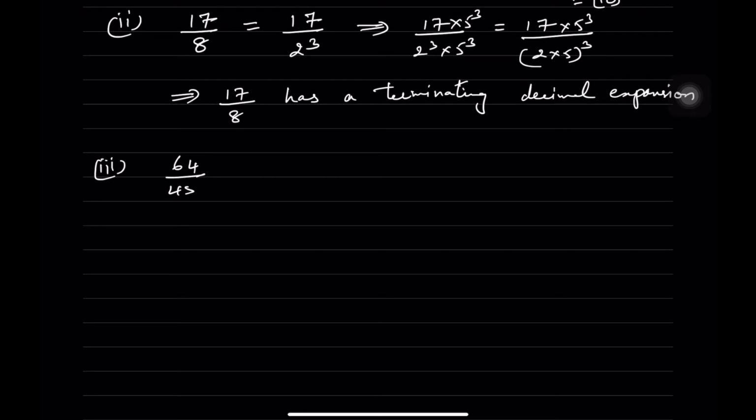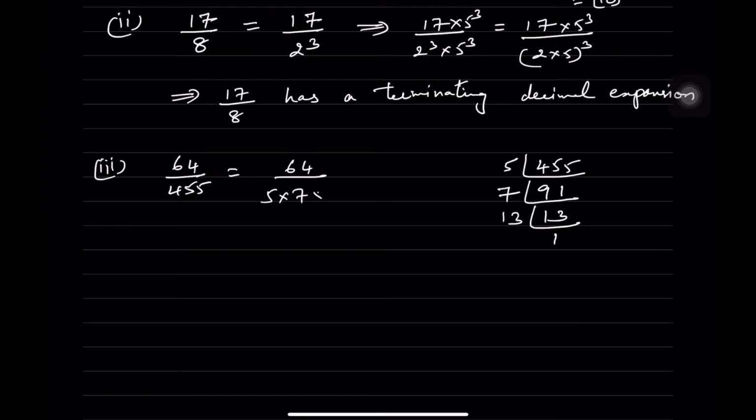Now the third problem, we'll see. 64 by 455. When you are taking the LCM, you have first 5 nines are 45 and 5 ones are, then 7 ones are, 7 thirteens are, so 13 ones. So you can write the denominator as 5 into 7 into 13, because the denominator does not have multiples of either 2 or 5, or multiples of both 2 into 5. Therefore it is not terminating.